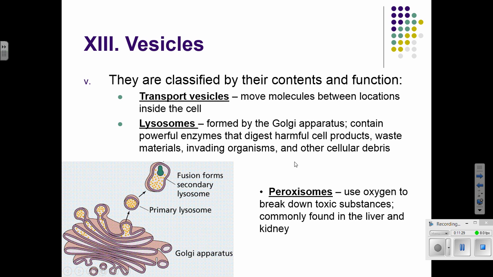And then peroxisomes are filled with basically a peroxide type chemical, and instead of getting rid of the waste, they break down more of the organic type substances, so they help with metabolism a little bit. They also deal with toxic substances, so you find them in the liver and the kidney, where we're trying to break down maybe some medications that are being taken by the human body, and other things like that.